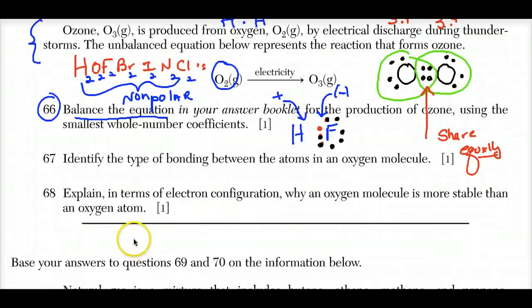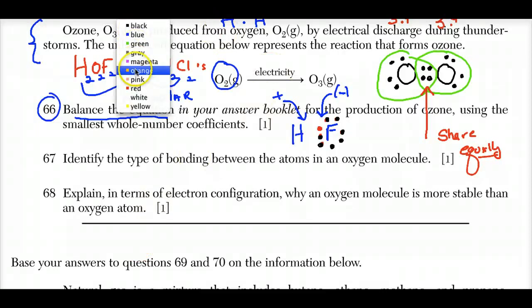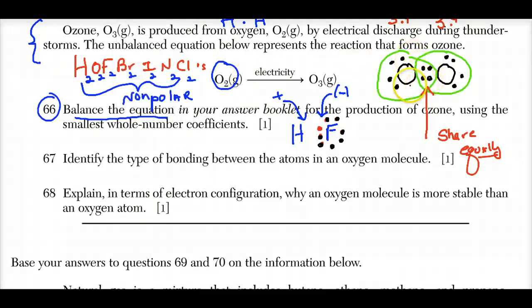Number 68. Explain in terms of electron configuration why an oxygen molecule is more stable than an oxygen atom. Okay, well, I kind of drew this up here already. All right, let's go with orange. An oxygen atom has electron configuration 2-6. Now, it needs 2 more electrons to be like neon, which is 2-8.